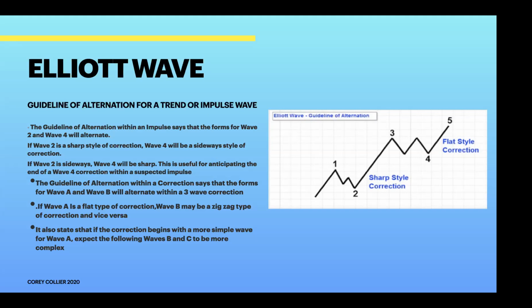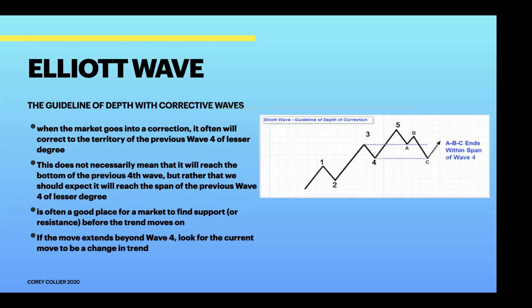It also states that if the correction begins in a more simple wave for wave A, then expect the following waves B and C to be more complex. And that's when you get into some of the different types of correction patterns and technical correction patterns and stuff like that.